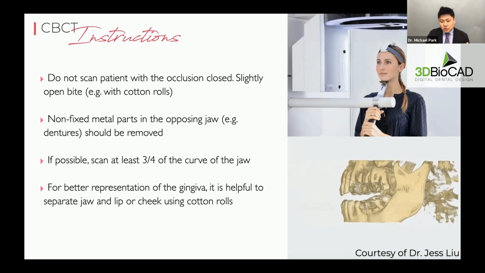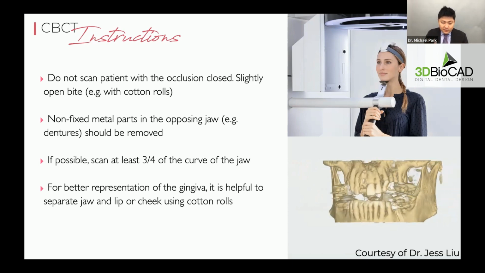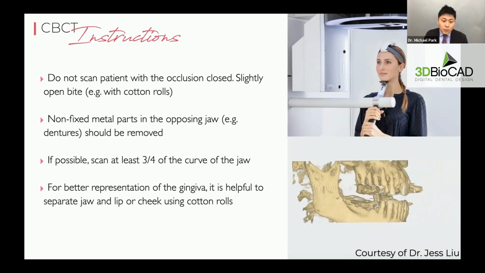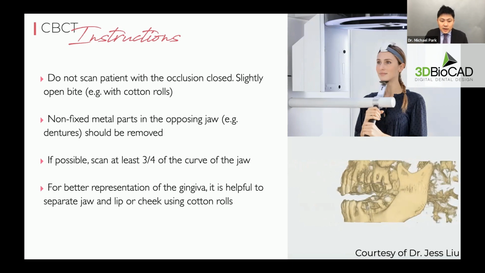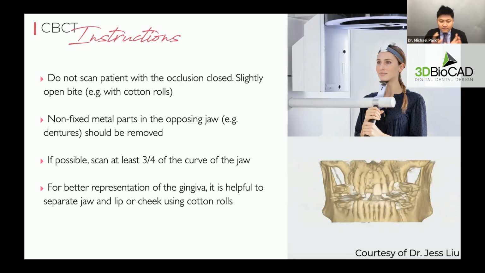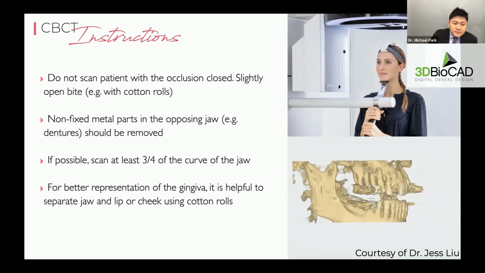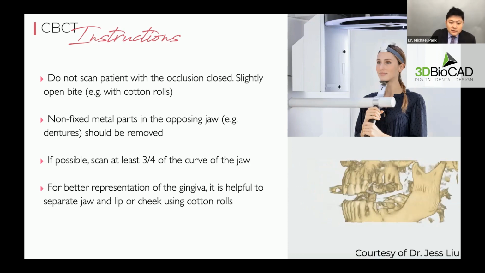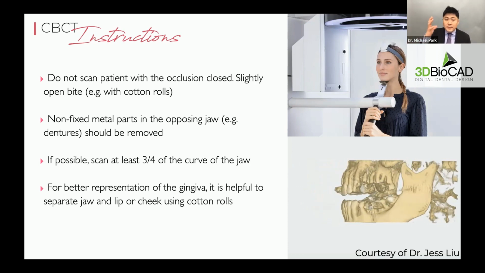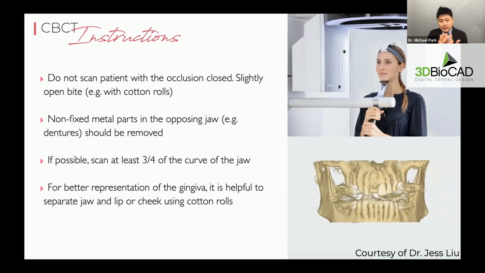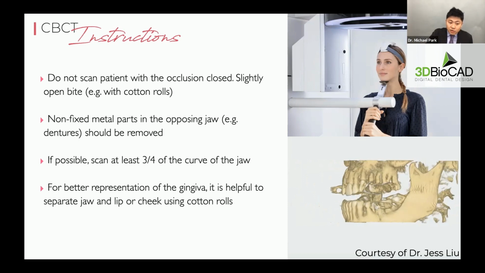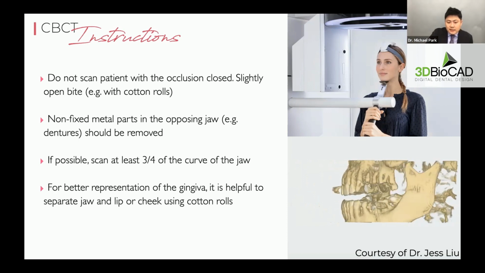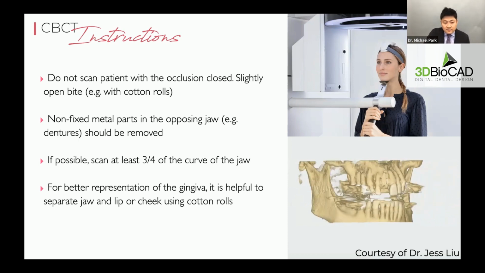And if you do want to see the gingiva on the CT scan, what you can do is put cotton rolls in the vestibules and underneath the tongue to separate the lip and cheek away from the gingiva. This can be helpful when we are confirming whether the two images, the surface scan and the CT scan, are well positioned or not. So I don't completely rely on this. However, it is another tool that we can use to see if the superimposition is quite accurate.